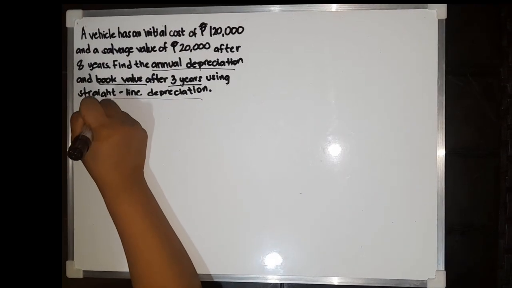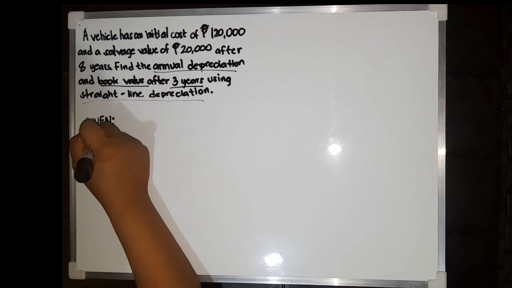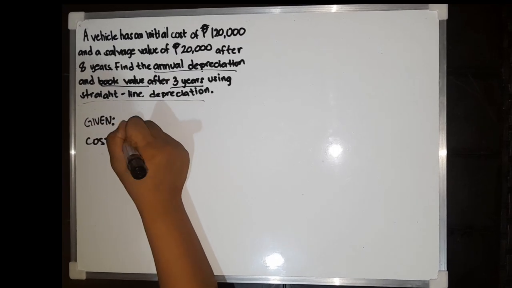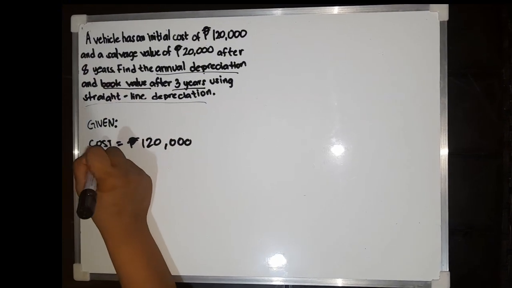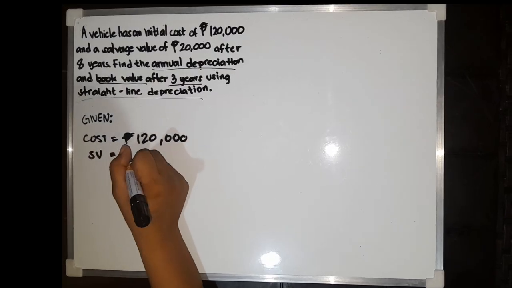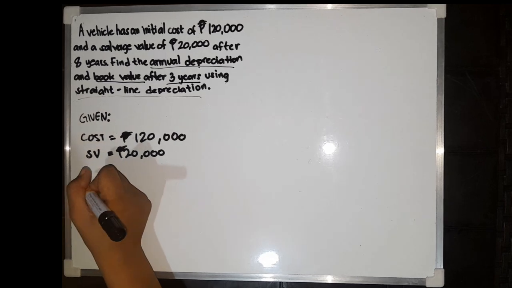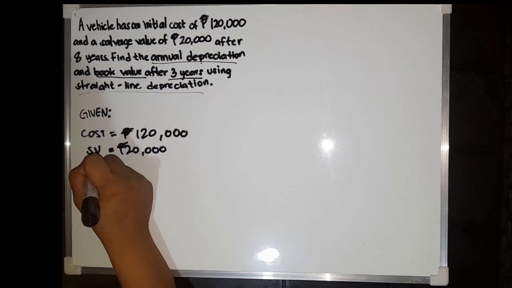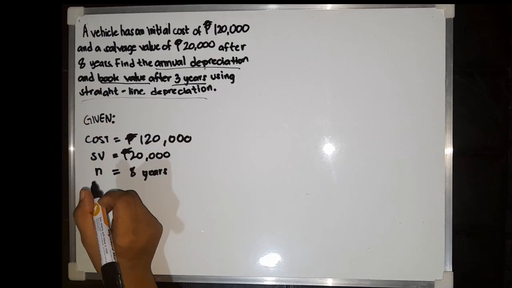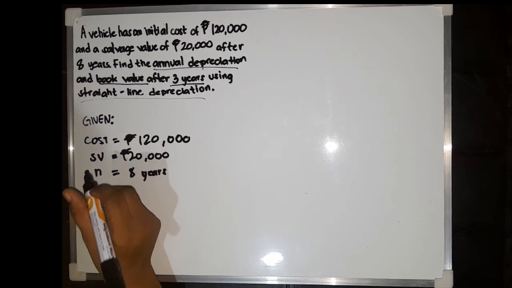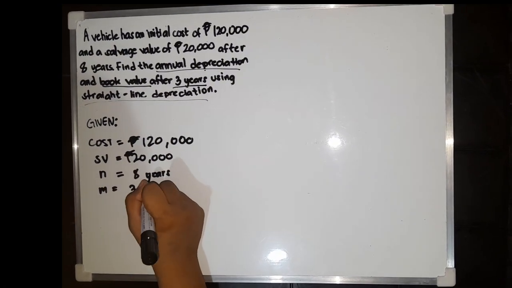So for the given, we have the cost, which is 120,000 pesos. The salvage value, or the SV, is equal to 20,000. We also have the useful life, or the N, which is equal to 8 years. And the number of years for the book value is 3 years. So M is equal to 3 years.